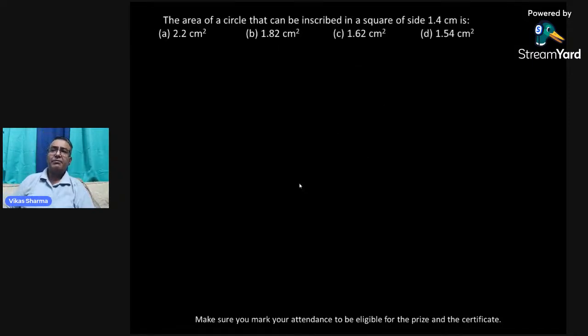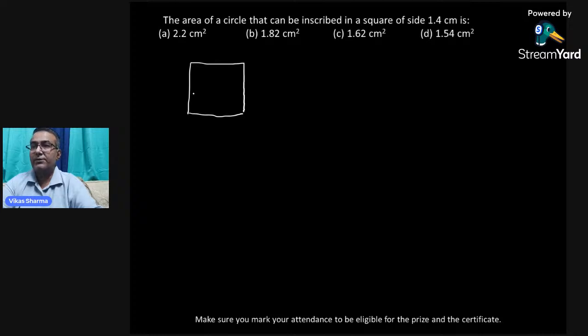So the area of a circle that can be inscribed in a square of side 1.4 centimeter is how much? 2.2 square centimeters, 1.2 square centimeters, 1.62 square centimeters, or 1.54 square centimeters. The area of a circle that can be inscribed in a square of side 1.4 centimeter. What does that mean? Okay, so that means we have got a square like this. The side of the square is 1.4 centimeters, and a circle is inscribed inside it. When it says a circle is inscribed, it means it's inside the boundary of the square. So it's a circle like this. You have to find the area of this circle.